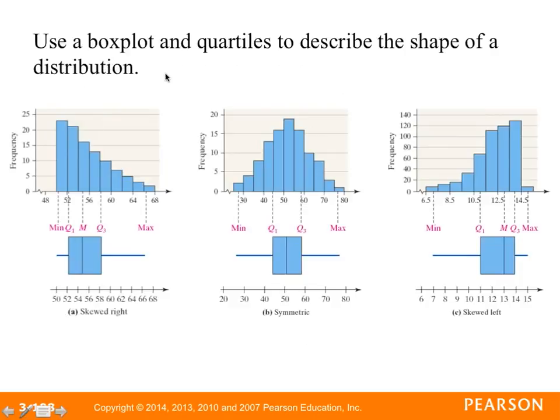You can also use a box plot and the quartiles to help you describe the shape of a distribution. So if you look at this distribution that we have right here, this is definitely skewed right based on looking at the histogram because the tail's on the right. And if you look, this whisker has kind of a long right-hand tail, so that kind of indicates that it's skewed right as well. This one right here looks pretty symmetric, so there's no skew there. And this one has kind of a long tail on the left, just like the histogram does, so that one is skewed left.